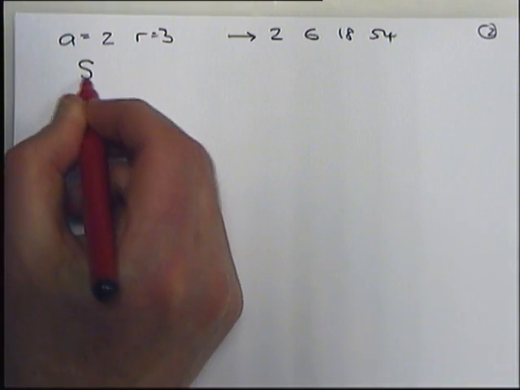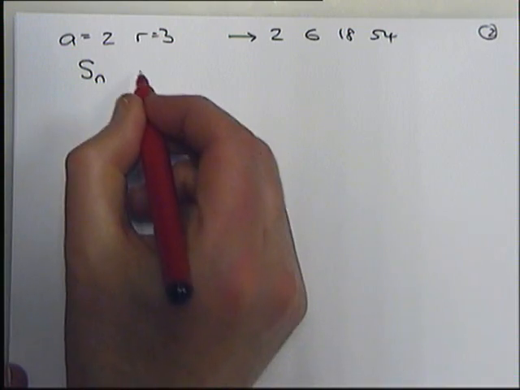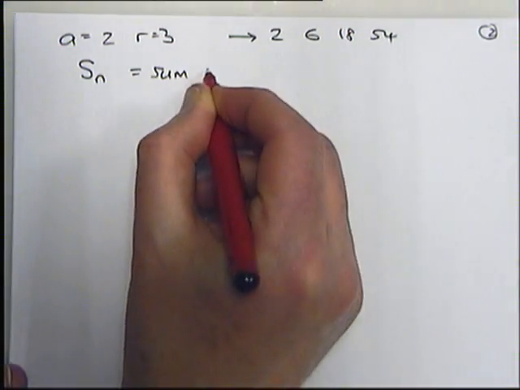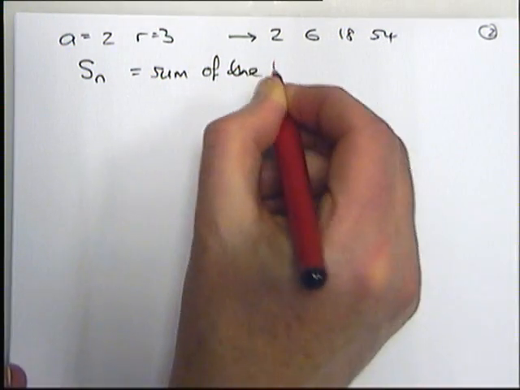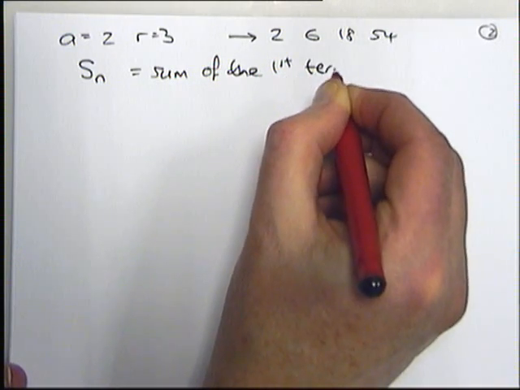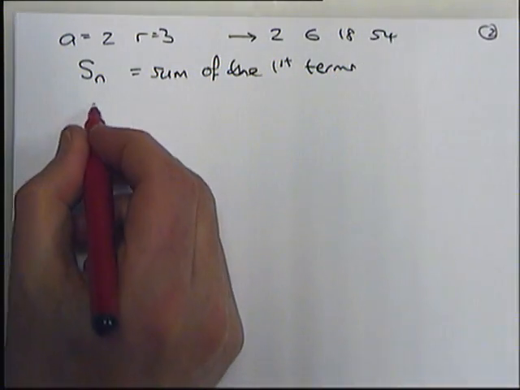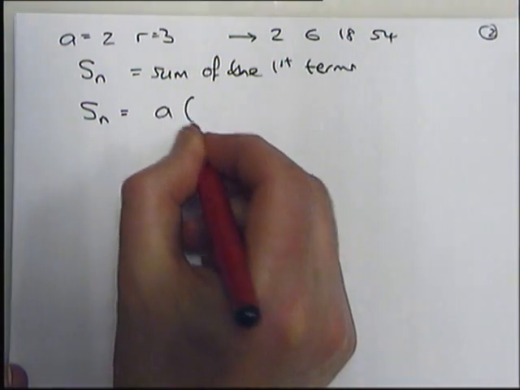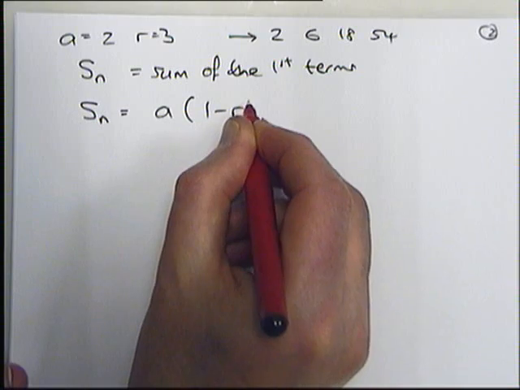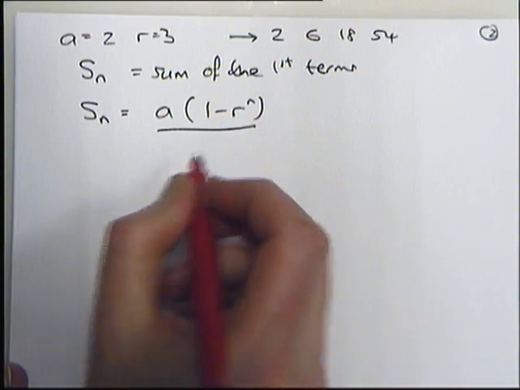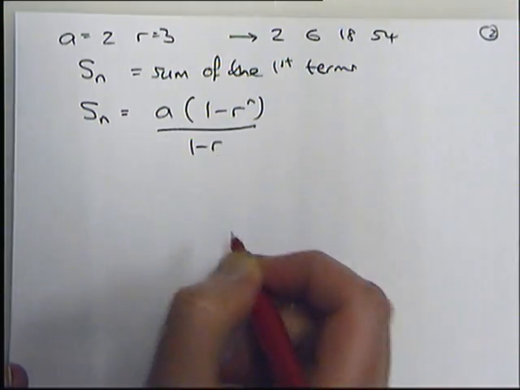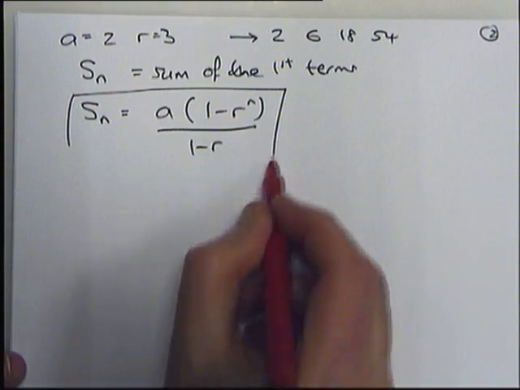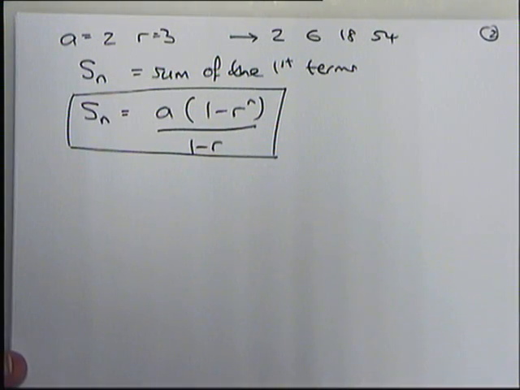So some more notation. S with a little n down here stands for the sum of the first n terms. There's another formula you need to know. The sum of the first n terms is equal to a times by 1 minus r to the power of n, all divided by 1 minus r. And that's another formula that you need to learn.